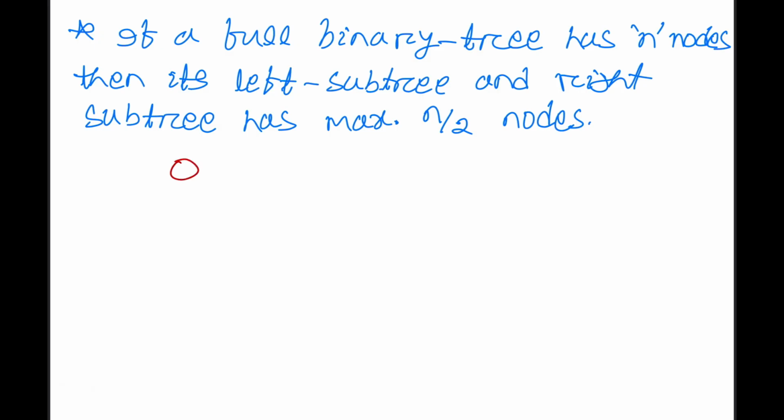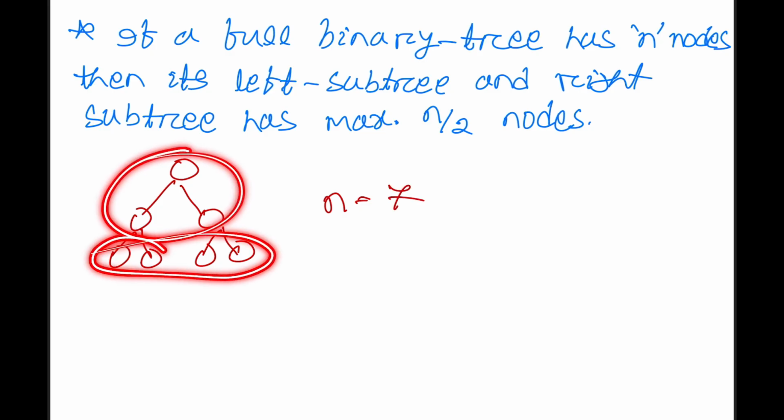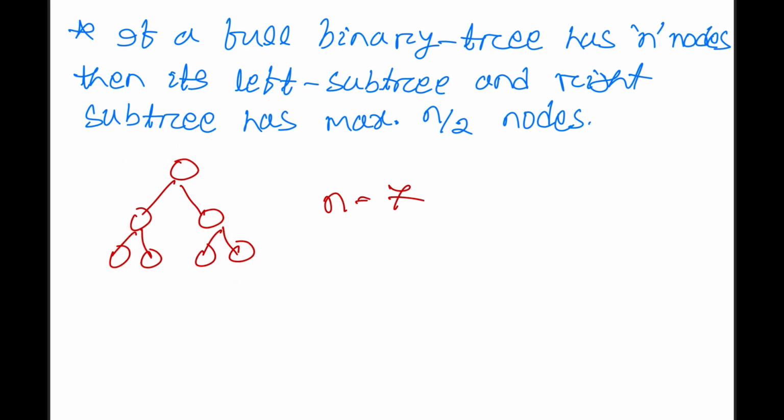Suppose the full binary tree is like this. This is a full binary tree. The number of nodes here is n, so it is 7 nodes: 1, 2, 3, 4, 5, 6, 7, total 7 nodes. Then for its left subtree, suppose we consider this node, its left subtree has 3 nodes and its right subtree has 3 nodes. How are we getting 3? 7 divided by 2 is 3, ignoring the fractional part.